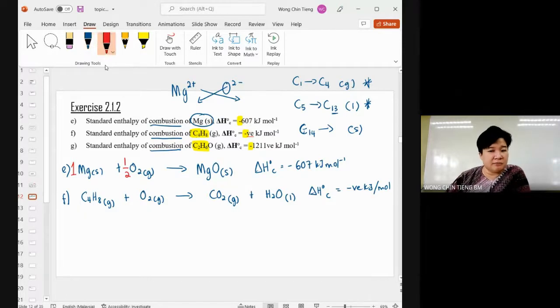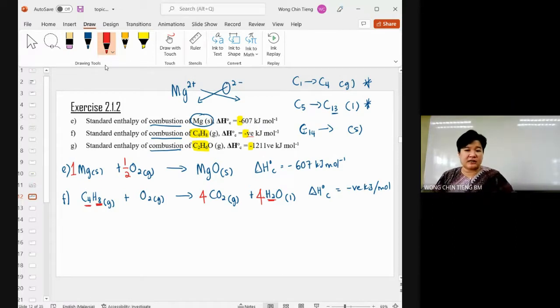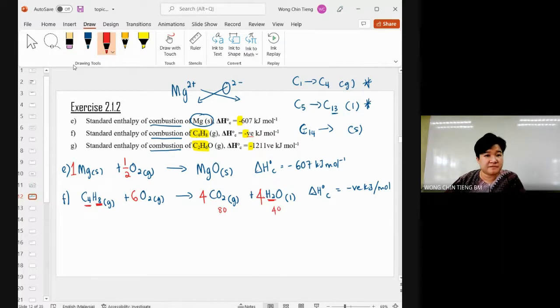And balance the equation. Balance equation ni senang je, C4. So 4 carbon dioxide. H8, H2, so bagi 2, H8 bagi 4. Okay. That is the way that we balance it. And then balance the oxygen. I have 8 oxygen over here. I have 4 oxygen over here. I need 12 oxygen. Therefore 6 O2. Okay. Setuju setakat ni? Check phase ya. Gas, gas, gas, liquid.